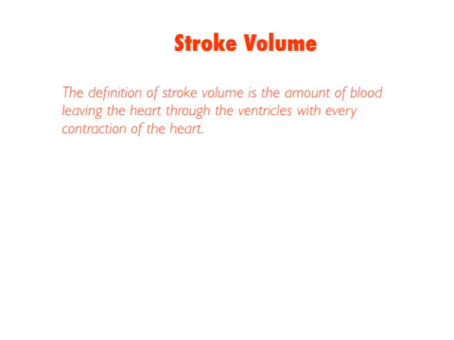Stroke volume. The definition of stroke volume is the amount of blood leaving the heart through the ventricles with every contraction of the heart. During steady state exercise, the stroke volume of the heart should increase as the heart needs to supply the muscles with oxygen, as during rest the heart does not fully contract. In addition, due to a theory called Starling's law, stroke volume should increase. So what is Starling's law?